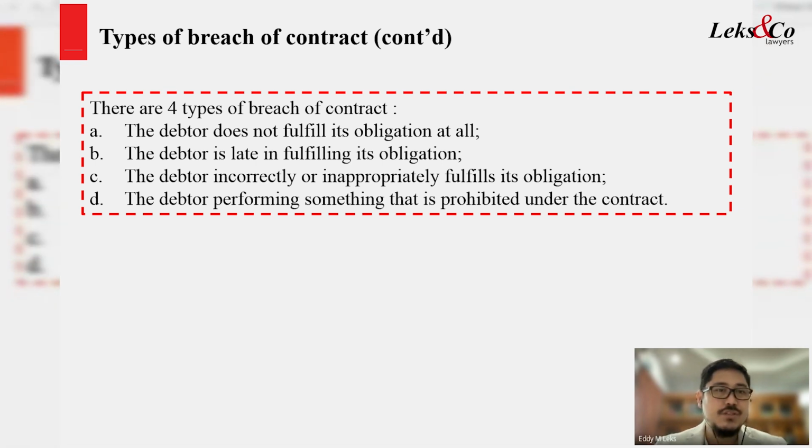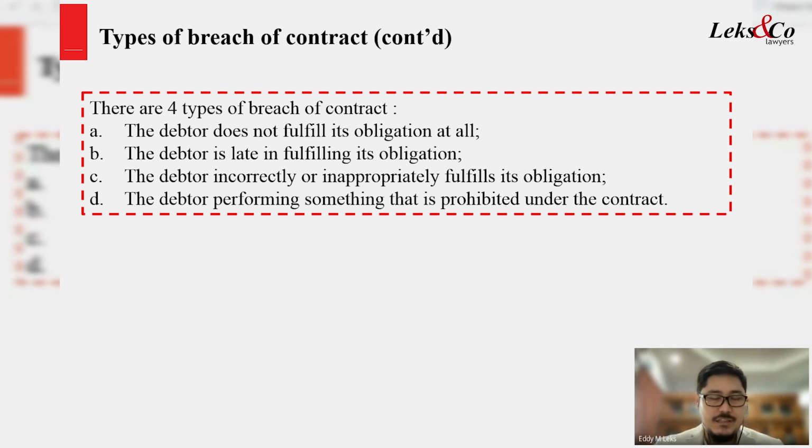Here we see from the subject that there are 4 types of breach of contract. First, the debtor does not fulfill its obligation at all. So he doesn't do anything, or he doesn't do what he has promised to do. That's, I think, the easiest and the simplest form of breaching your obligation.